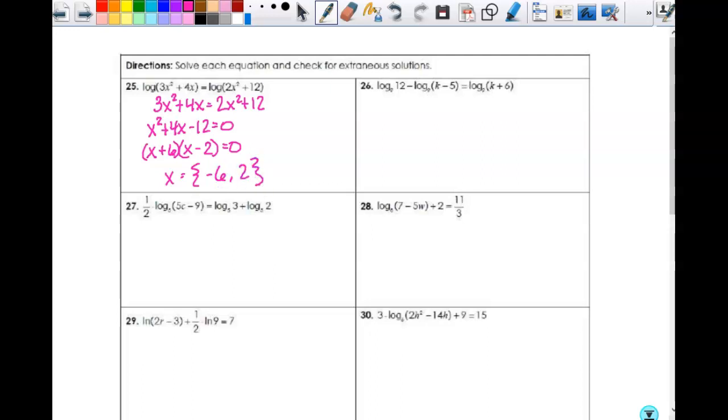So then I check for extraneous solutions. When I substitute in my negative 6, well, negative 6 squared is a positive 36 times 3 minus 24. That one totally works. Negative 6 squared here, so it's going to be positive, so that totally works. And the positive one will work as well, and therefore that's my answer.